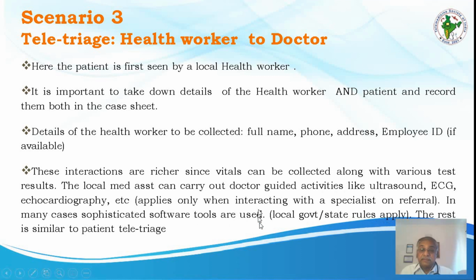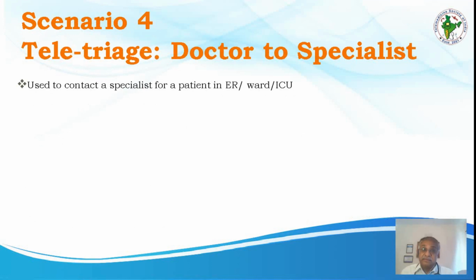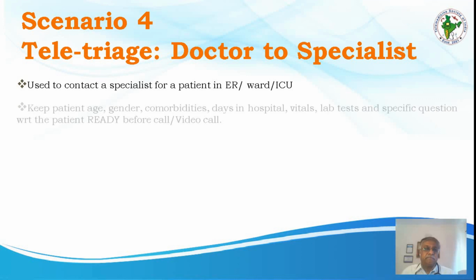Do remember that government rules or state rules apply, because he cannot do these sophisticated tests unless he is being authorized by the local government. The rest is similar to Tele-triage. And then we come down to the last scenario, scenario 4, when a doctor calls a specialist or he calls one of his own colleagues. Now this is basically used to contact a specialist or a colleague for a patient who's in an ER or a ward or an ICU or even possibly in a PHC.